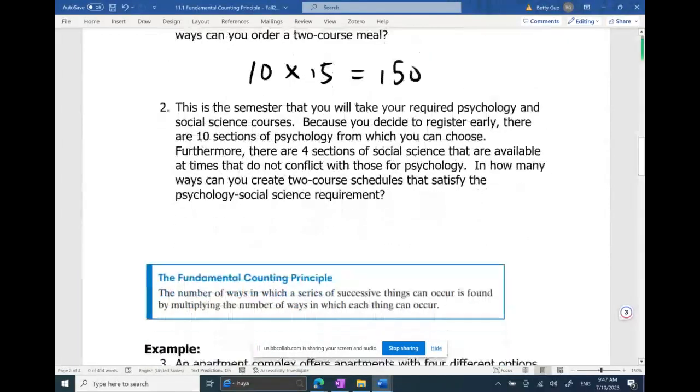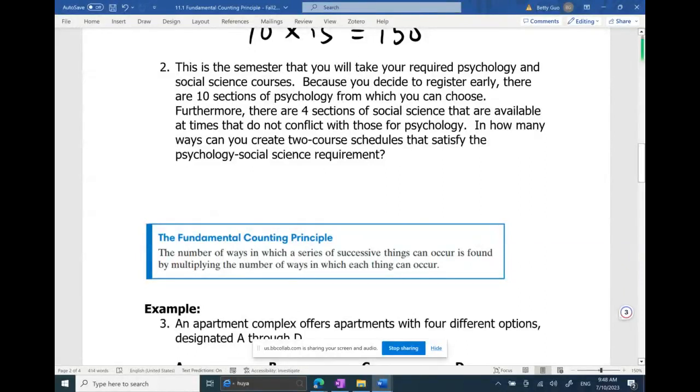Second example, this is the semester that you will take your required psychology and social science courses. Because you decide to register early, there are 10 sections of psychology from which you can choose. Furthermore, there are 4 sections of social science that are available at times that do not conflict with those for psychology. In how many ways can you create 2-course schedules that satisfy the psychology social science requirement?